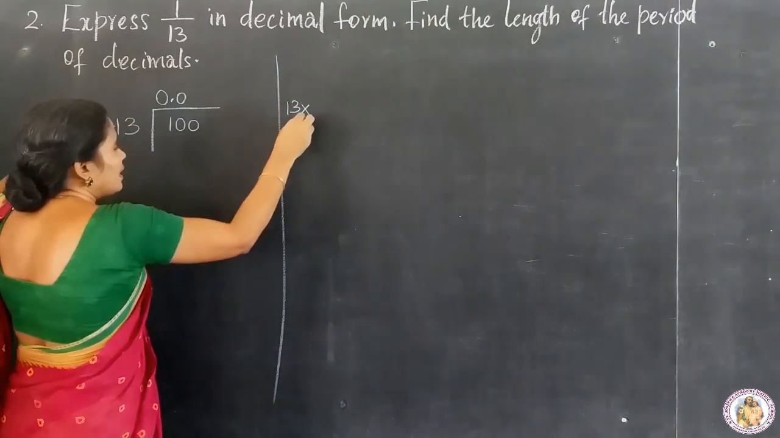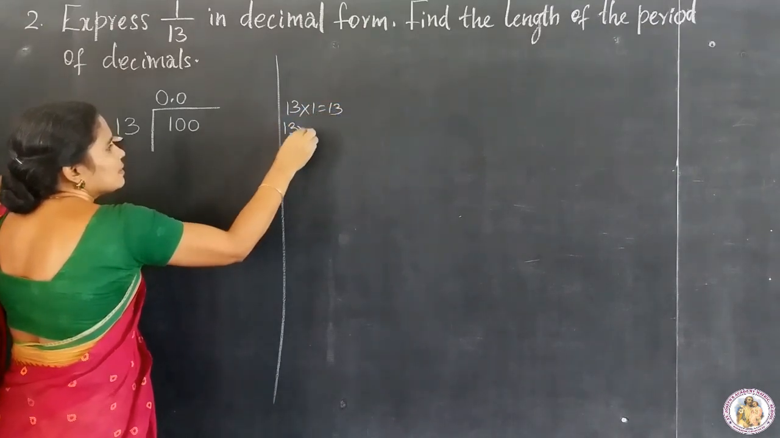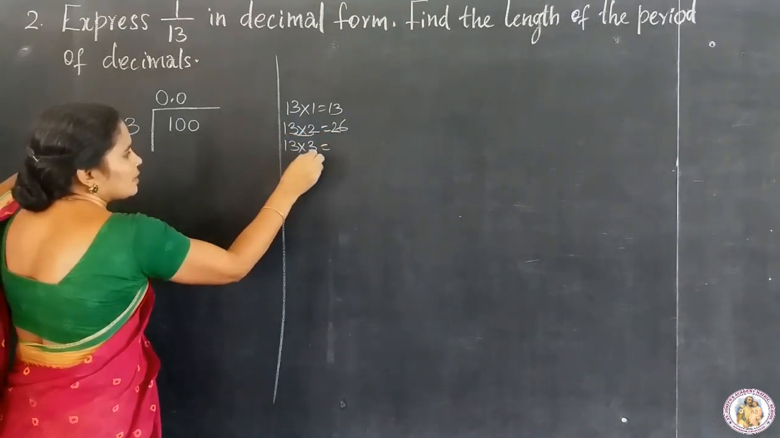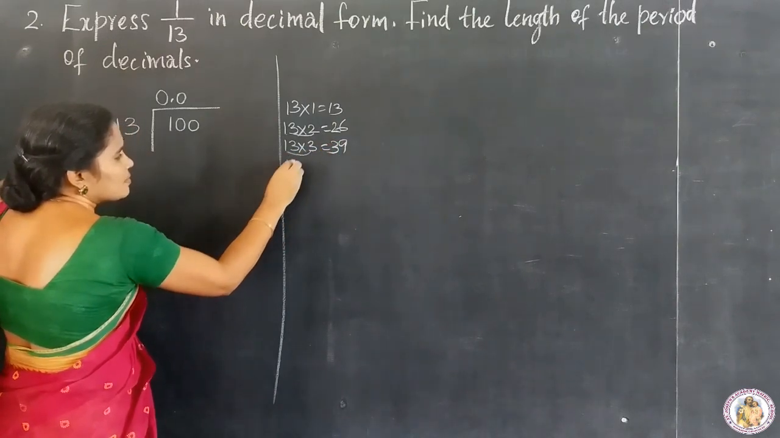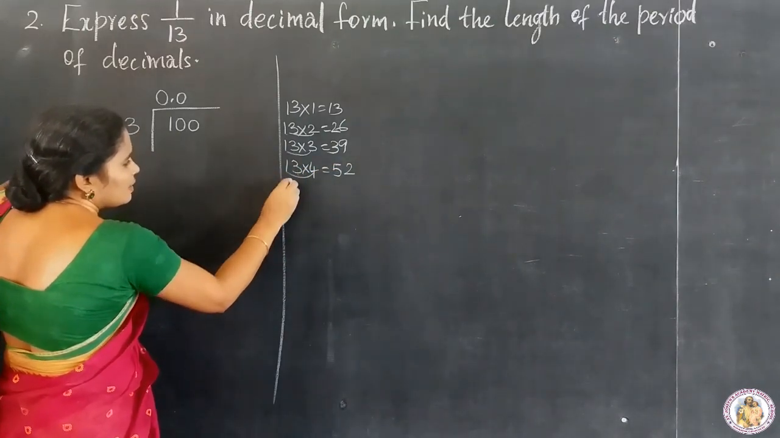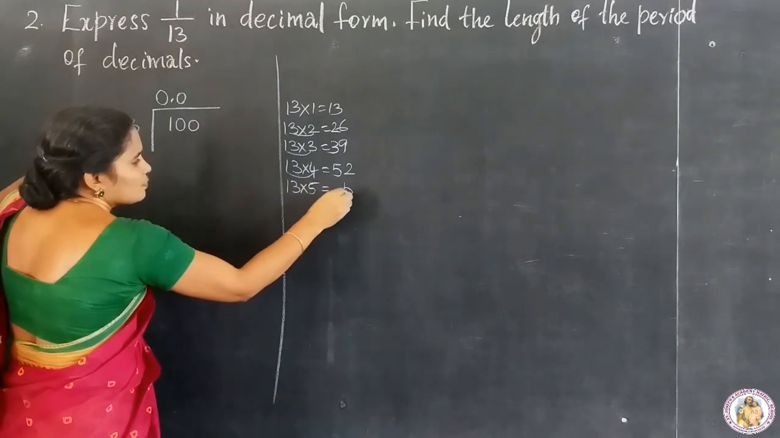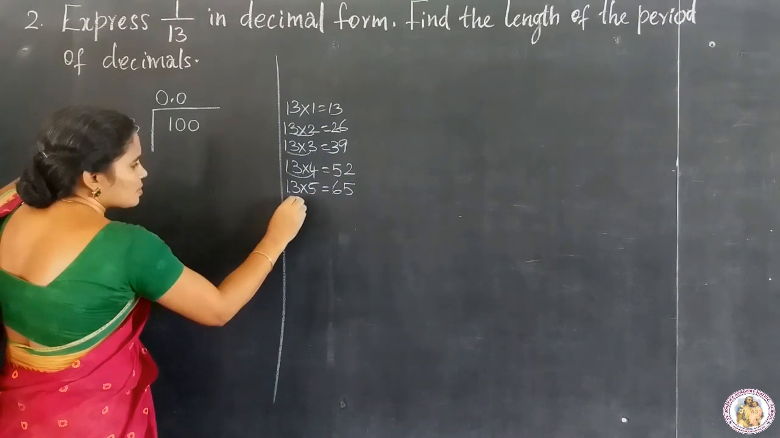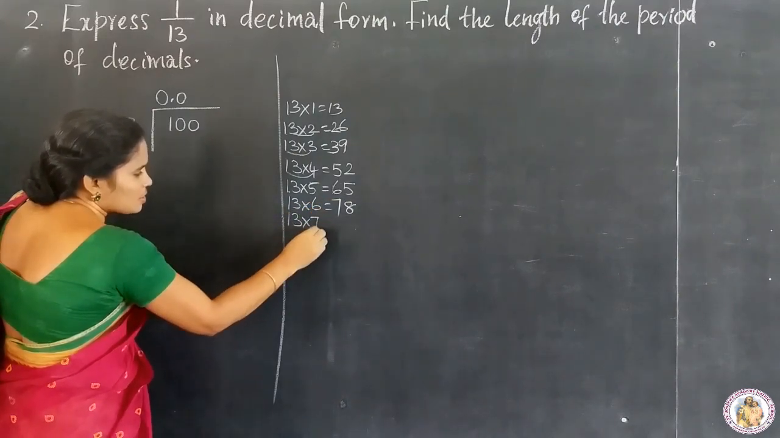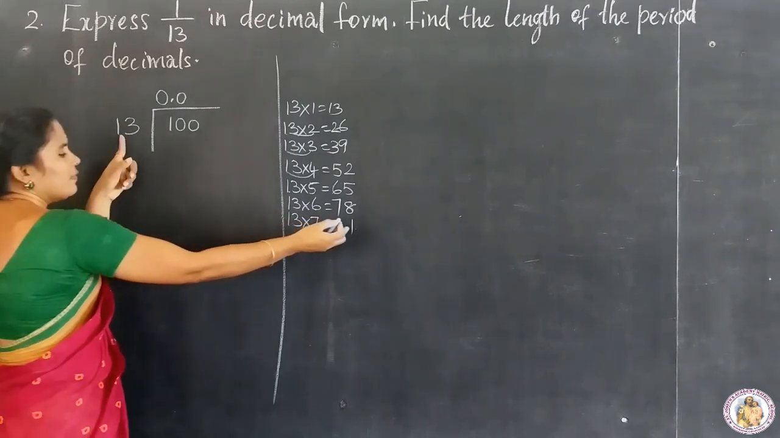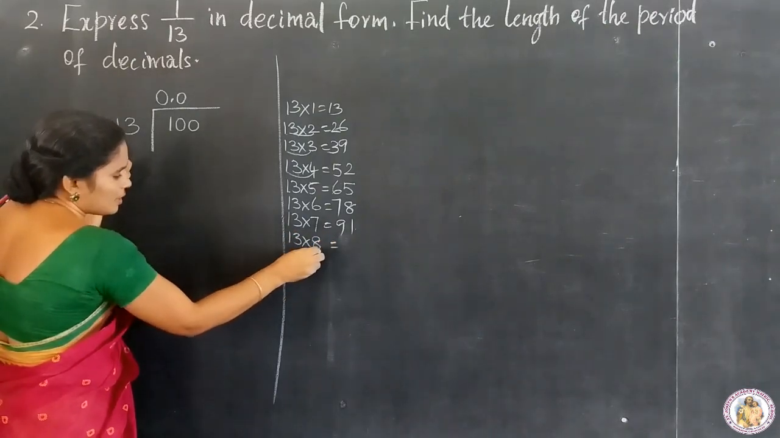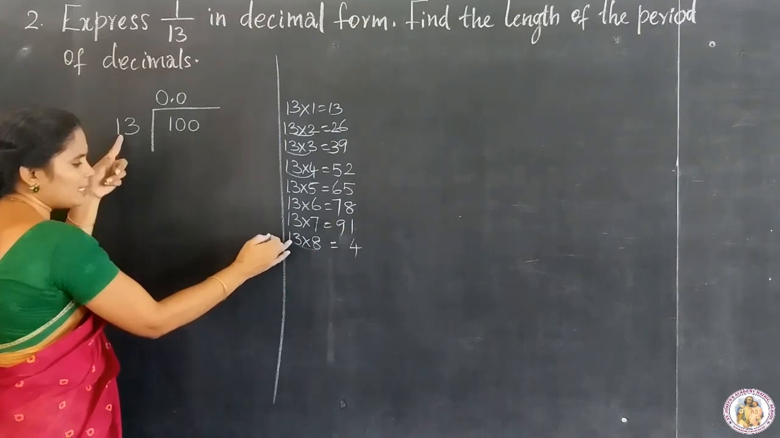So write the multiples of 13. 13 1s are 13. 13 2s are 26. 13 3s are 39. 13 4s are 52. 13 5s are 65. 13 6s are 78. And 13 7s are 91. 13 8s are 104.